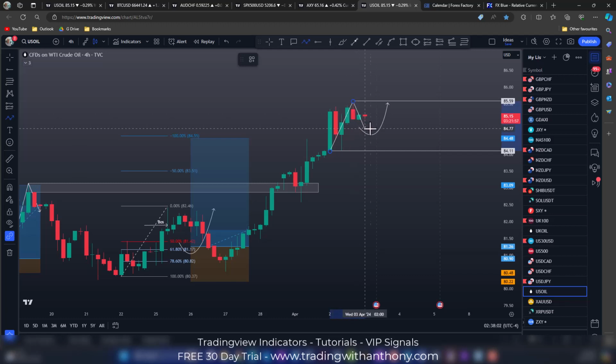50% runs through about here. I'm looking for a discount, so I would be looking at potentially entering around the 84.60 level, something like that. If it fails to pull back, I'm happy to let it go. But that's what I'll be looking for now.